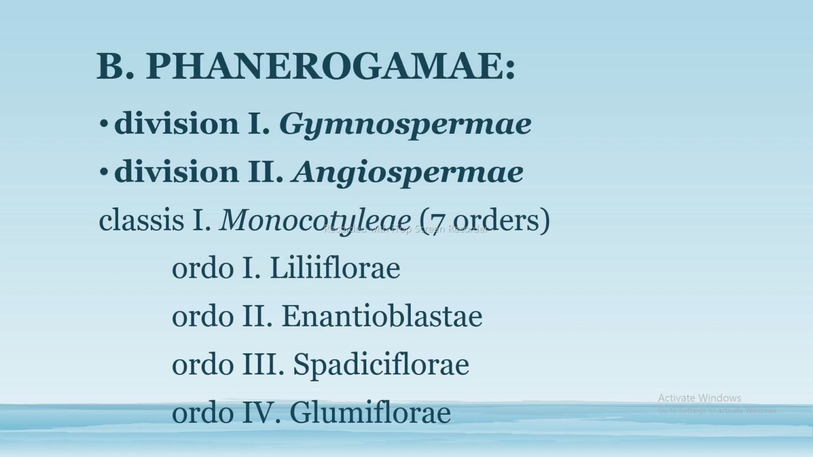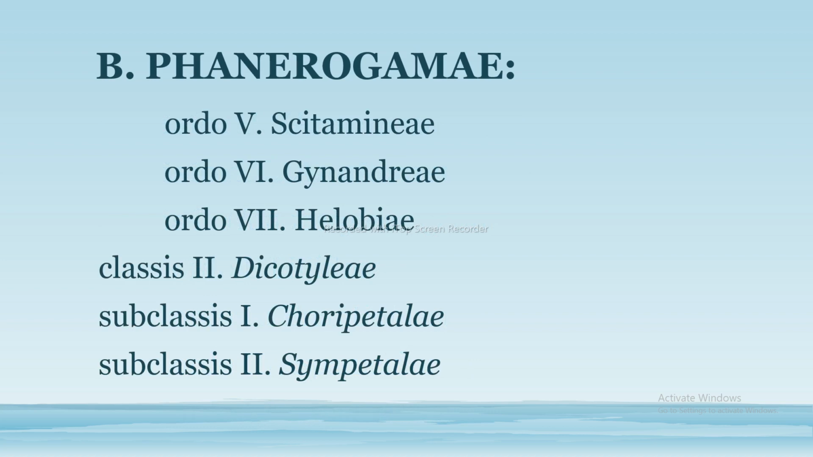Next, I am going to discuss Phanerogamy. Phanerogamy is divided into divisions. The first division is Gymnospermae and the second division is Angiospermae. Class 1 is Monocotyledons, which includes about 7 orders. Order 1 is Liliflorae. Second order is Enantioblastae. Third order is Spadiciflorae. Fourth order is Glumiflorae. Fifth order is Scitamineae. Sixth order is Gynandrae. Seventh order is Helobiae. Class 2 is Dicotyledons, which is further divided into subclasses. The first subclass is Choripetalae and the second subclass is Sympetalae.